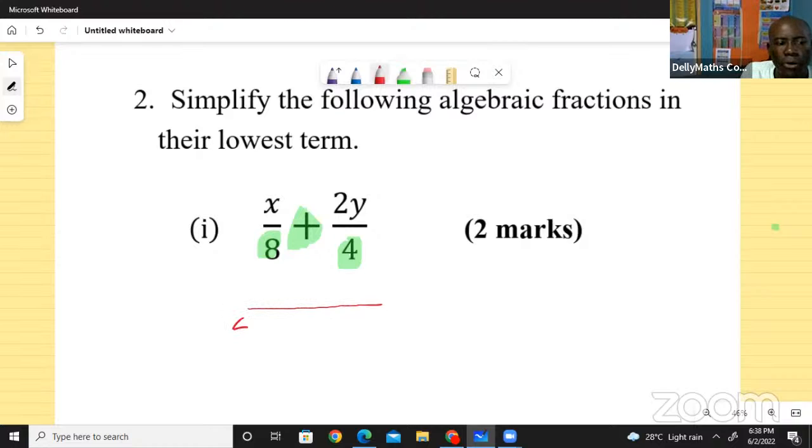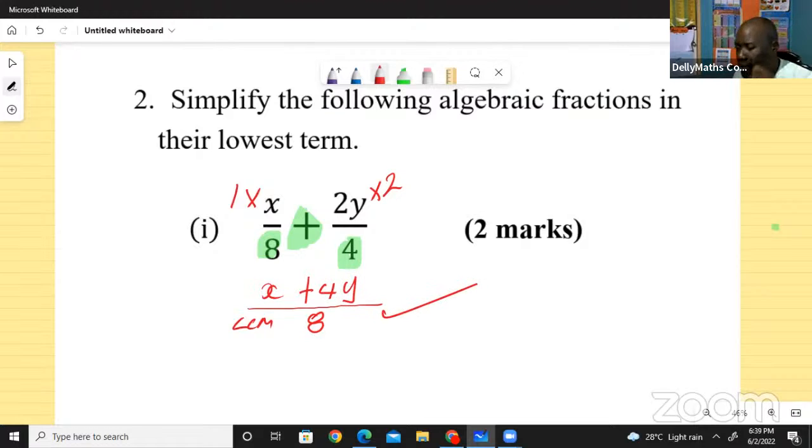The LCM for an 8 and a 4 is 8. So 8 could go into that, as well as 4 could go into that. What we're going to do now is divide that 8 into 8, and it's going to be 1 time. So that 1 will multiply by anything up there. 1 times x will give us x. Then the 4 will divide into the 8, and it's going to go 2 times. So that 2 will multiply by anything on top of that 4. So it is 2y times 2, which will give us positive 4y. This is the final answer for that.